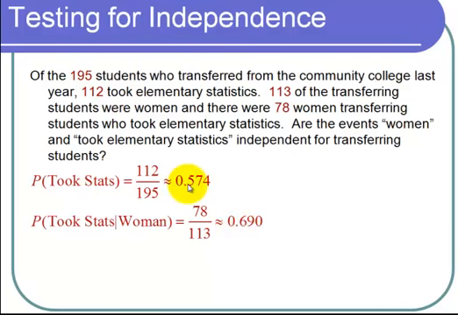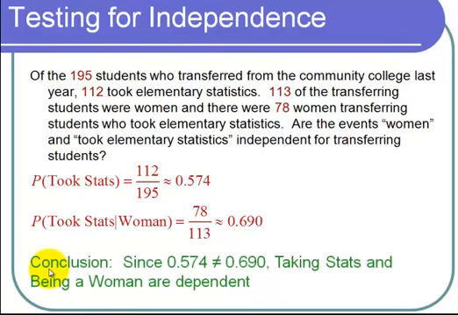Now notice that 0.574 is not equal to 0.690. In other words, we can say that the probability of A is not equal to the probability of A given B. So that taking statistics and being a woman are dependent events. Okay, they are not independent, so we say they are dependent.